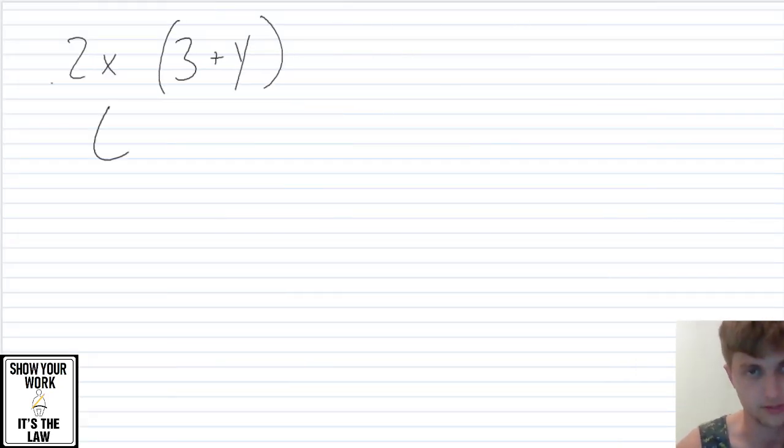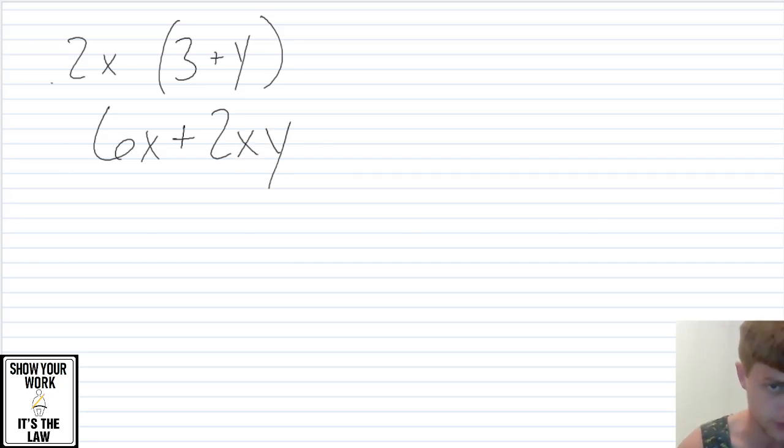So what's 2x times 3? That's just going to equal 6x. And what's 2x times positive y? That's going to be 2xy. So when we multiply this monomial times this binomial, we get this binomial. And it's using things we already know. We already know how to multiply these two things together. We already know how to distribute. So it's nothing new.